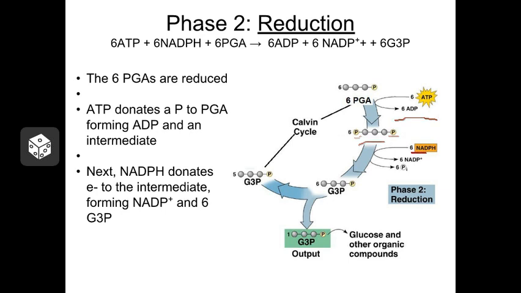We're also going to use up six of our NADPHs from the light reactions here. They're going to get broken down into six NADP pluses. They're going to drop off some of their energized electrons, and that's going to provide the energy to convert this intermediate into six of our little G3P sugars. So we made it. We're finally at the sugar step. That was the point of the synthesis reactions.